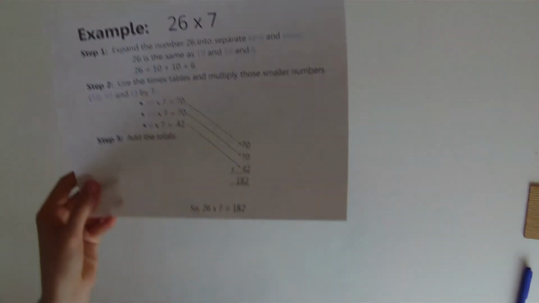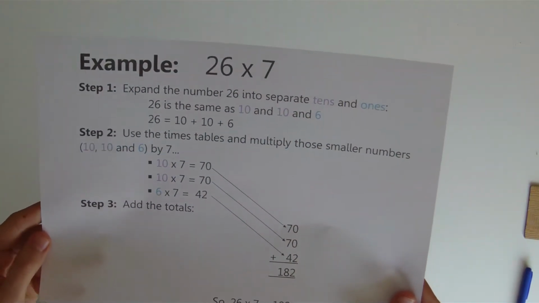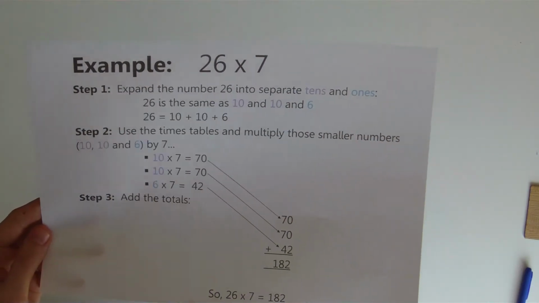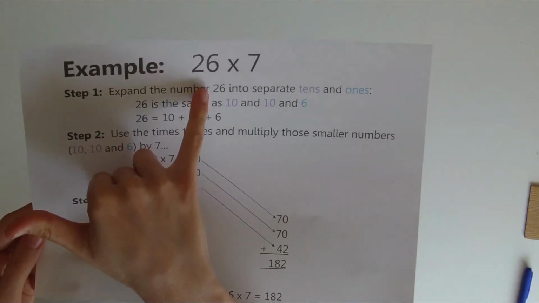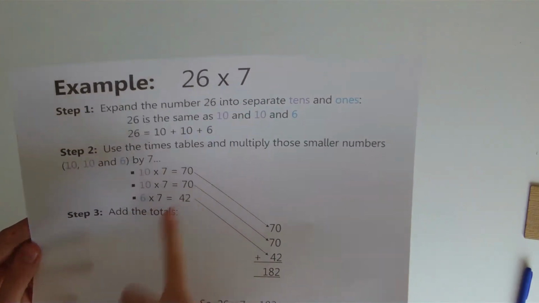So we're just going to look at this first example. Basically with this strategy, you're breaking up the bigger number and then multiplying those parts of the bigger number by one of the digits, or in this case it's 7.